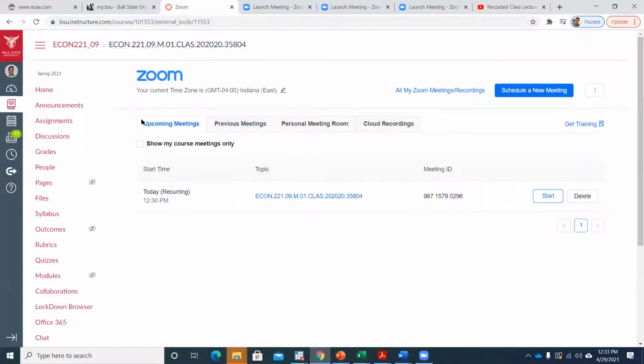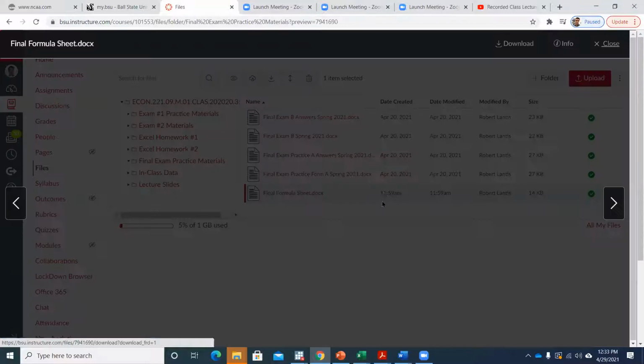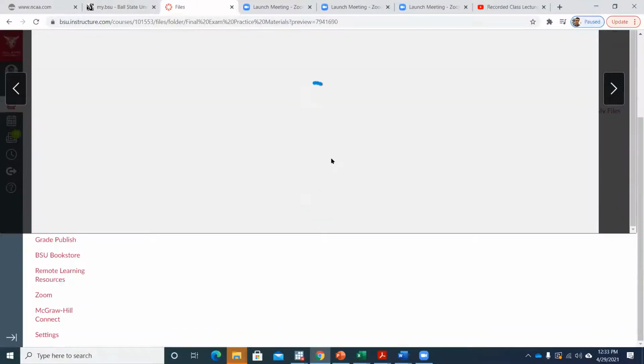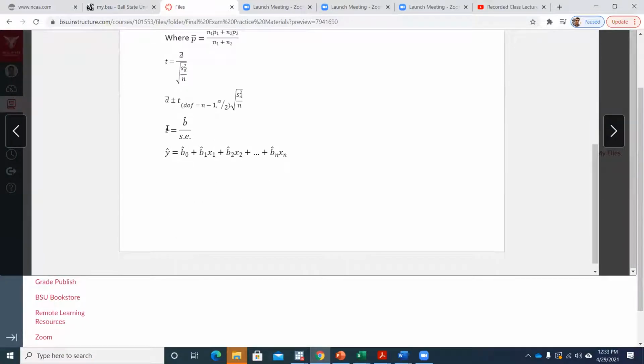And then one more thing, sorry, 2 more things actually. Under the practice materials, I've updated the formula sheet to include how you would find the test statistic for a coefficient. We'll go over this as we go through practice exam B today, and I'll explain why this equation is up there as well.